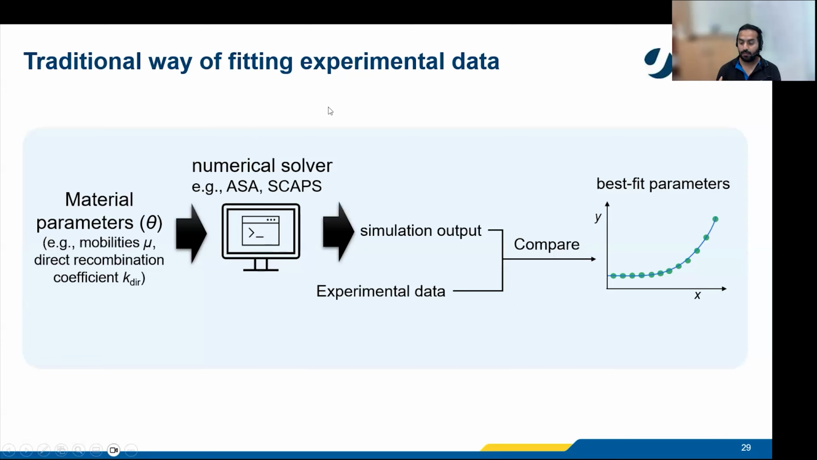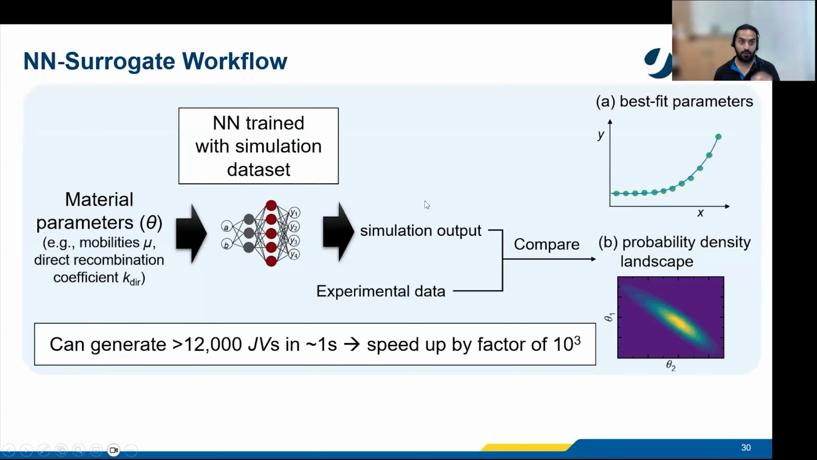So in very simple cases, but a lot of times there are too many parameters to get a good fit. And there's also a lot of correlations between the parameters whose information is not provided just from fitting. So in such a scenario, what is more useful is not just a best fit, but also a likelihood or a probability of the parameters existing in a certain range. And in order to do that, you need to switch to something a bit more complex, which would be a neural network surrogate workflow as shown here.